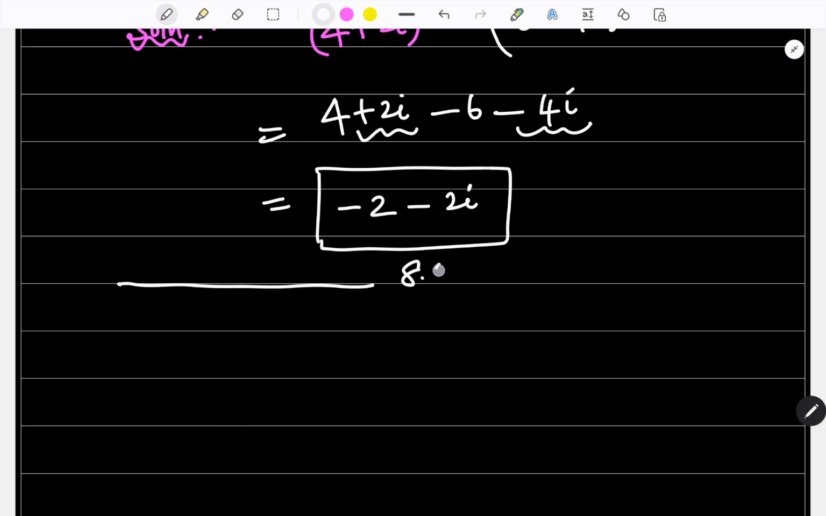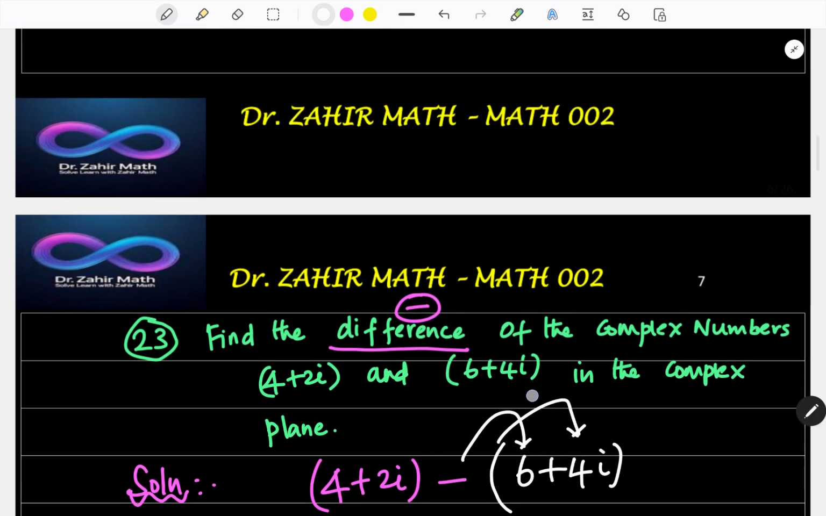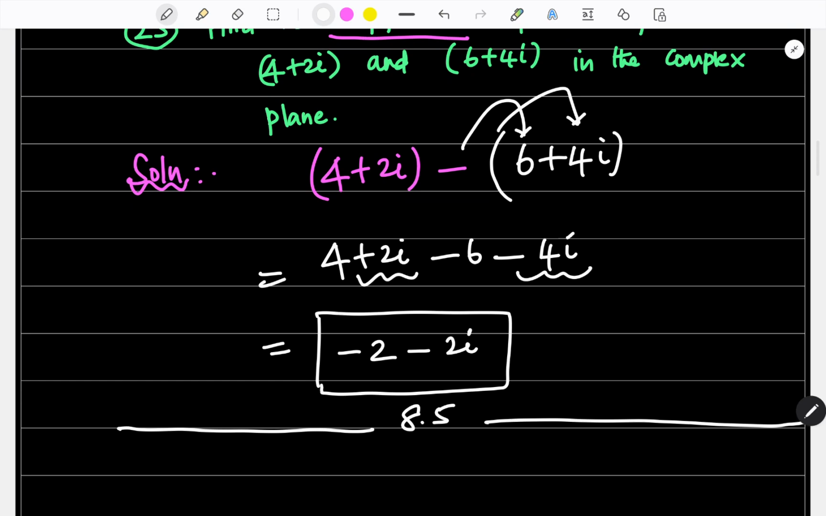So let me finish it here, 8.5. I'll do the next video after some time. Right, a great work today. Everyone, now you know how to plot complex numbers and find their absolute value, how to add two complex numbers, how to subtract two complex numbers, and what is complex conjugate. Everything you learned today.